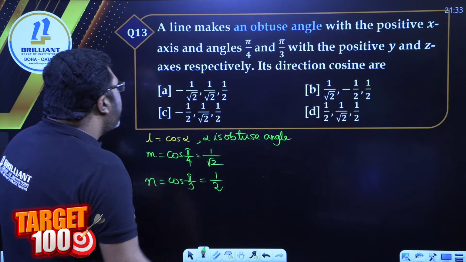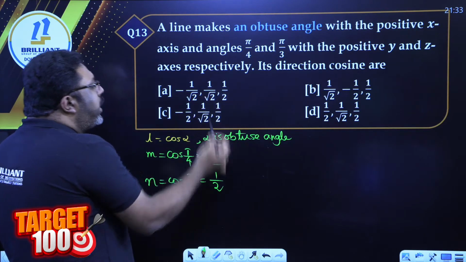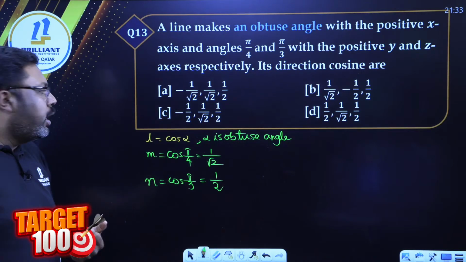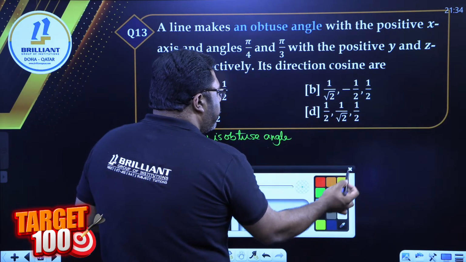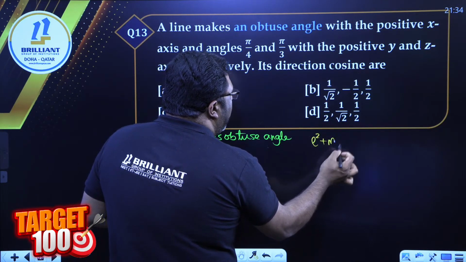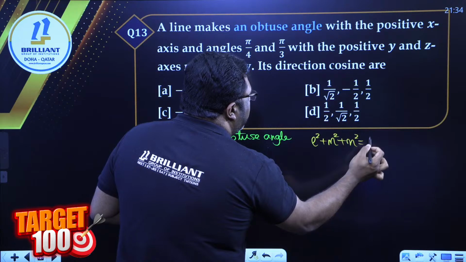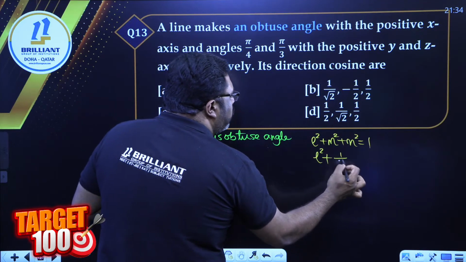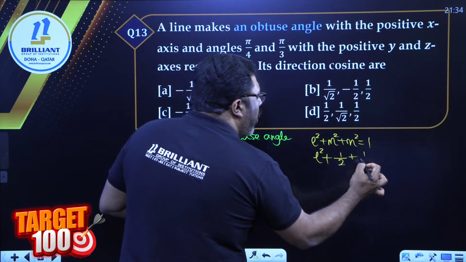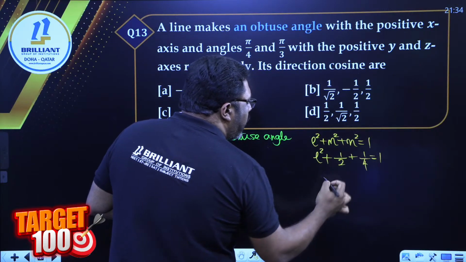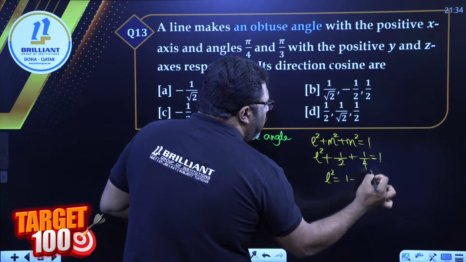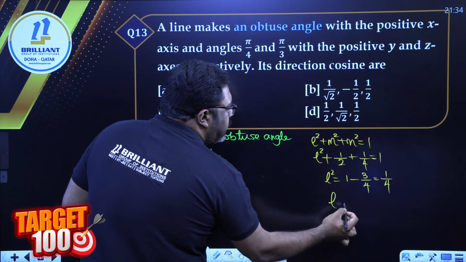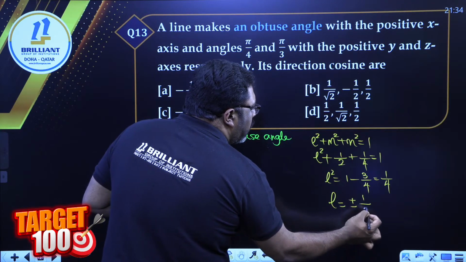You can look at the options. There are three options which have 1 by root 2 and 1 by 2: A, C and D. The only thing I have to find is the first direction cosine. Again the relationship. What is the relationship? l squared plus m squared plus n squared equal to 1. So l squared plus m squared 1 by 2, n squared 1 by 4, equal to 1. So l squared is equal to 1 minus 3 by 4, which is again 1 by 4. So l is equal to plus or minus 1 by 2.